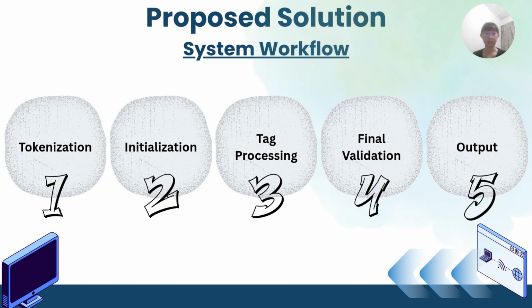Third, tag processing. As we read each token, opening tags are pushed to the stack and closing tags are popped and matched. If a mismatch or extra closing tag occurs, it is rejected. Fourth, final validation. If the stack is empty at the end or only has the start stack variable left, the structure is valid. Otherwise, there are unclosed tags. Finally, output. The result is simple, either valid or invalid, to help detect structural issues quickly.